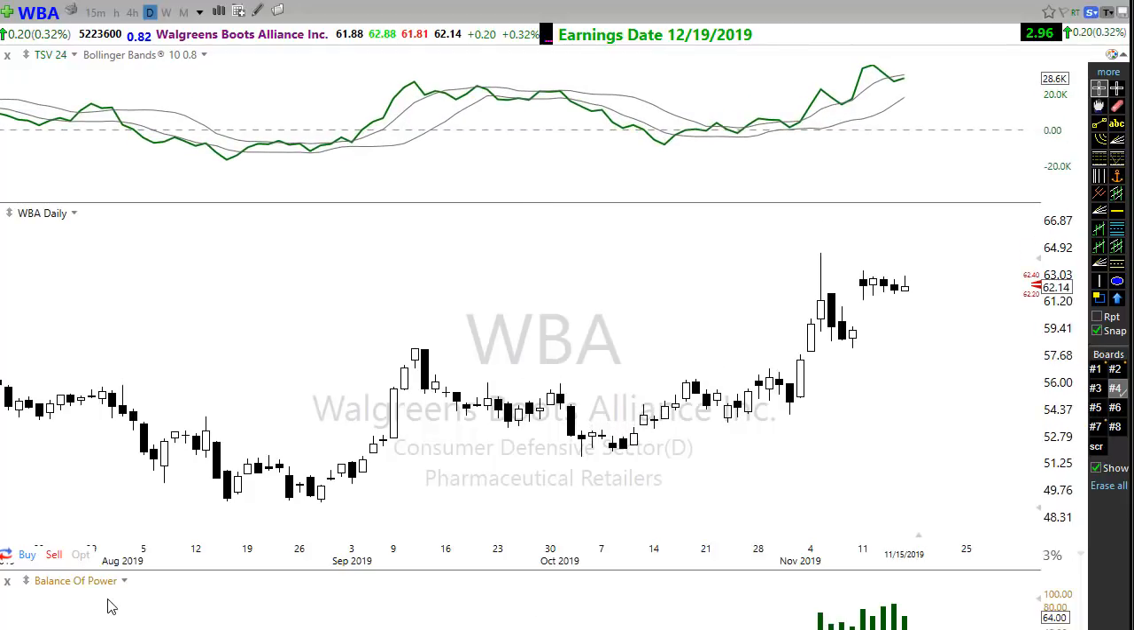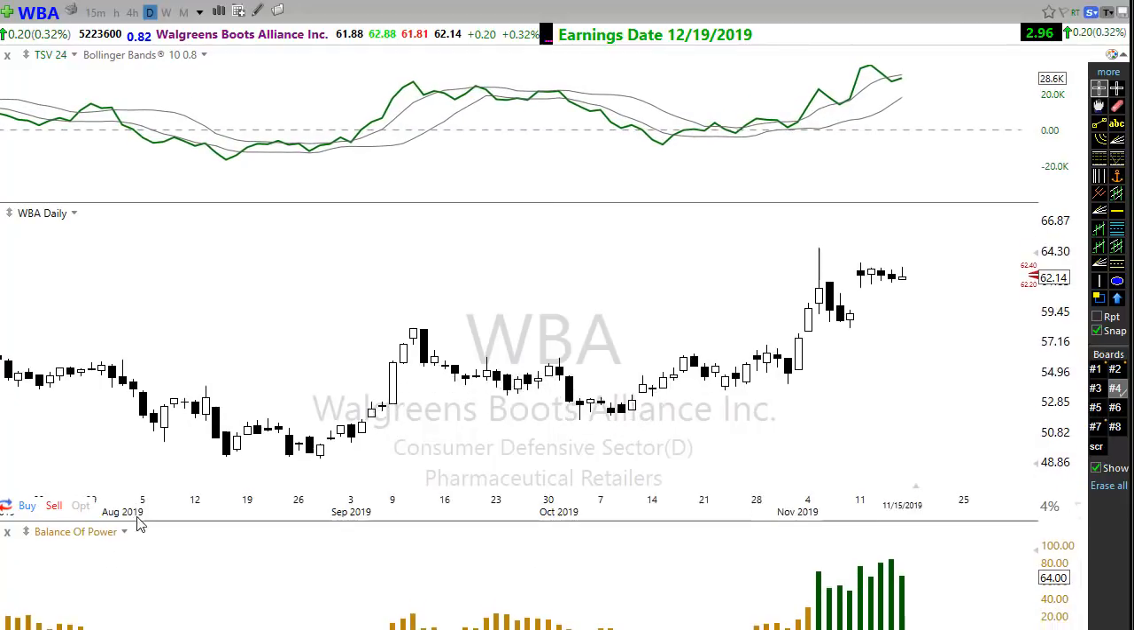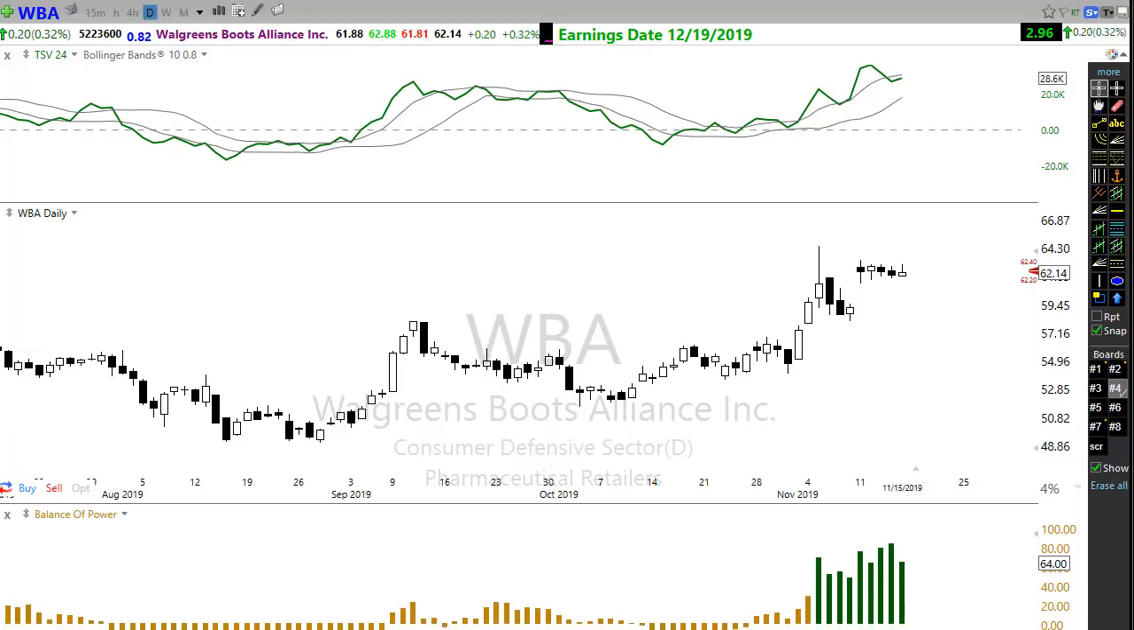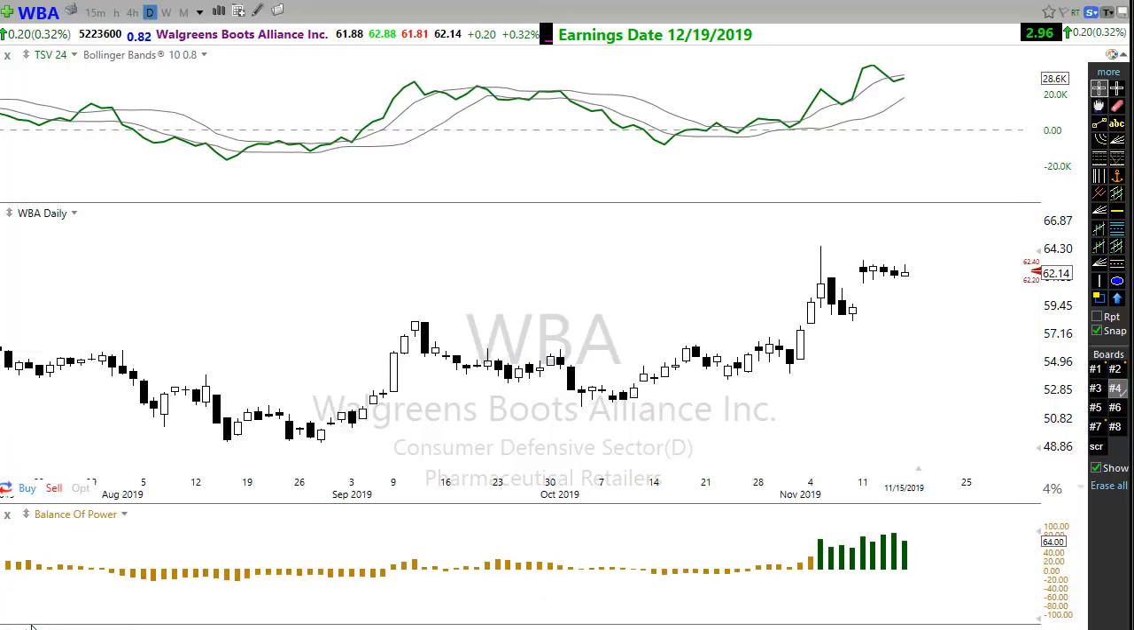Put TSV up here. The reason I don't do this is it messes up the price action chart. Okay, so you can see TSV is showing us accumulation and balance of power is showing us accumulation. So what I'm waiting for is that next clue that shows me we're going to pop out of here.